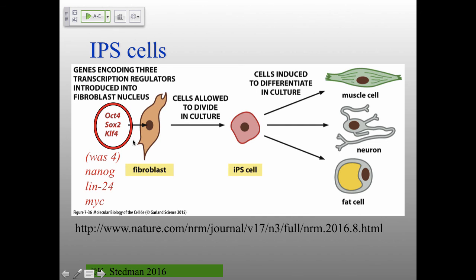But this one's particularly interesting, this KLF4. Who knows what KLF4 stands for? Yes, something factor is good. Krüppel-like factor. So that Krüppel gene we were talking about in terms of Drosophila development turns out to be one of the three critical genes in terms of getting induced pluripotent stem cells. Who'd have thunk it? Yeah, this is why studying model organisms is a really useful thing to be doing.